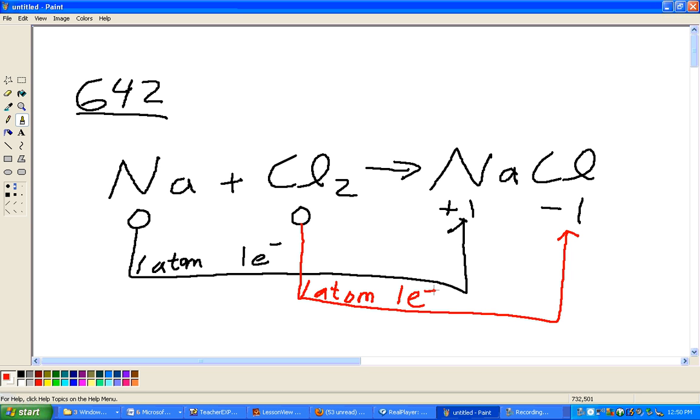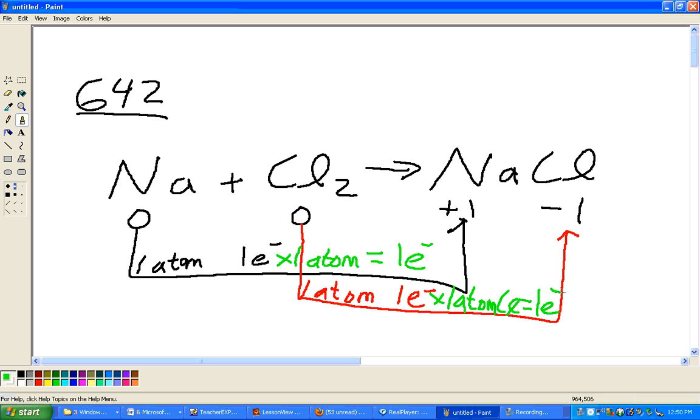So the red line is between the chlorines and the black line is between the sodiums. The number of electrons must balance. So that means that I need to have one atom of sodium go over so that each one gains one for each one atom of chlorine.